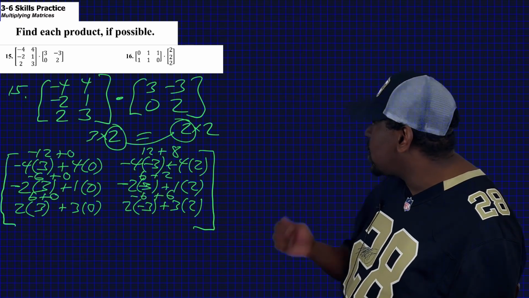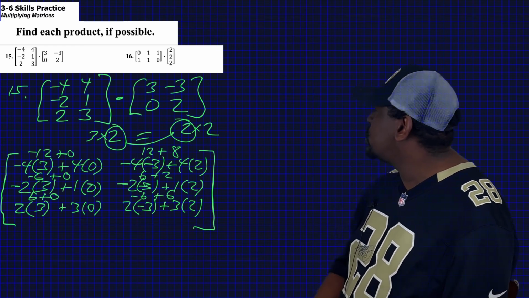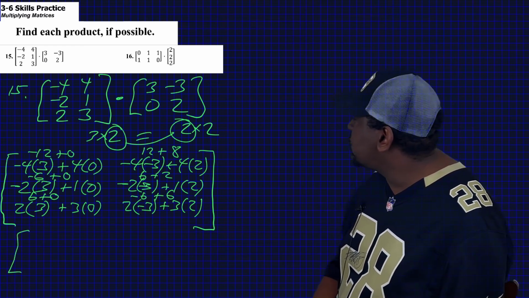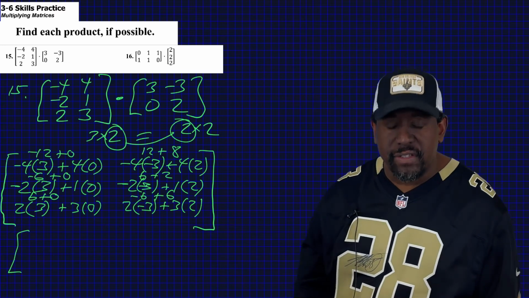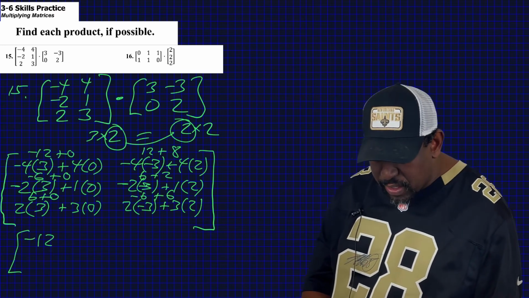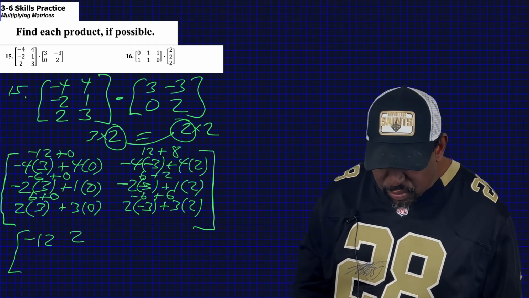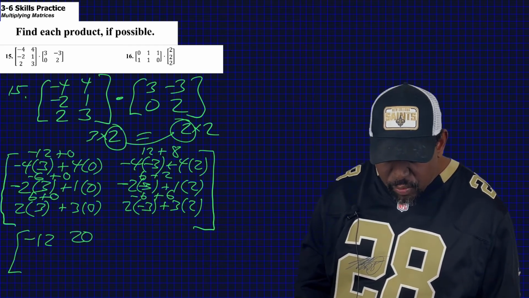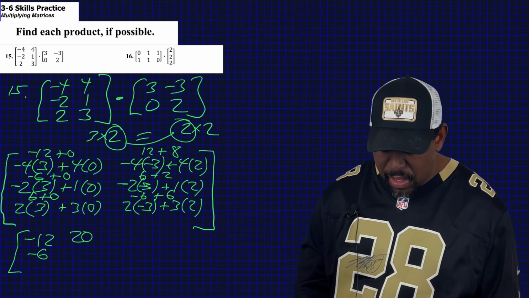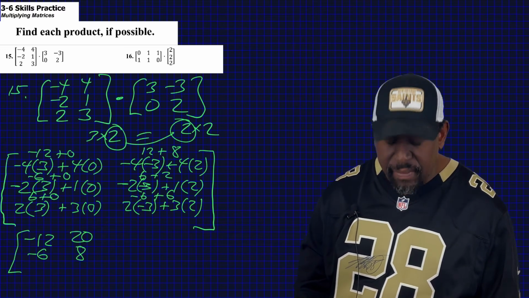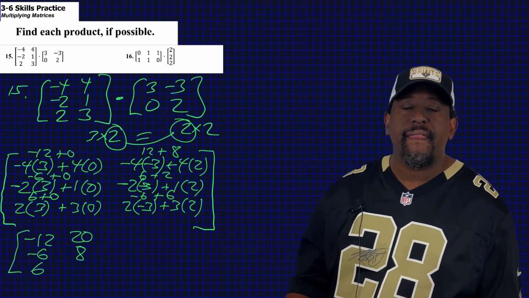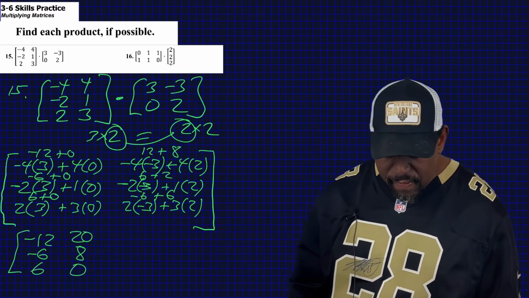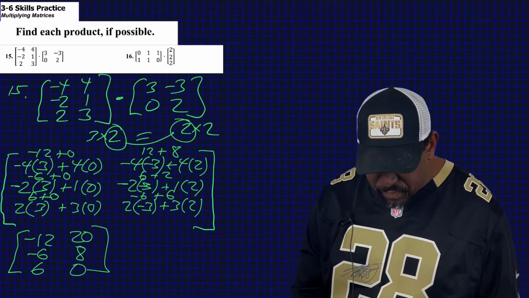Third row: 2 times 3 is 6, 3 times 0 is 0. 2 times -3 is -6, 3 times 2 is 6. Now we simplify the sums and our first row will be -12 and 20. Second row will be -6 and 8. And the last row will be 6 and 0. And that should be our final product for this matrix, which we will circle.